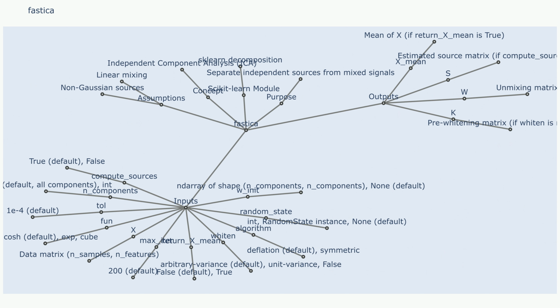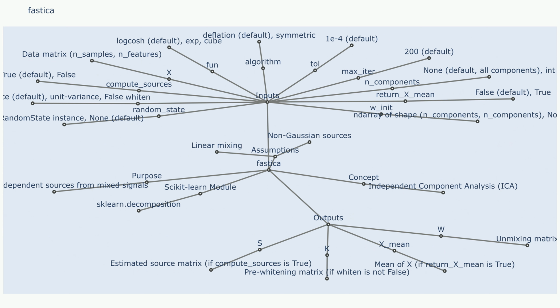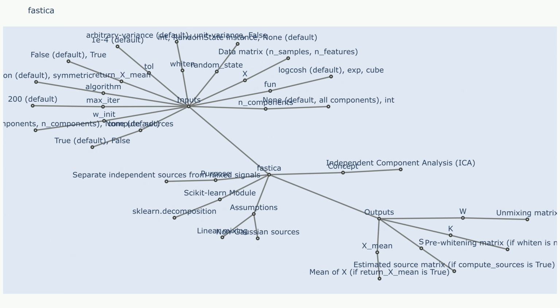Fun, the nonlinear function used to measure non-Gaussianity. The default choice is exp, but other options include logcosh, cube, and pow3. max_iter, the maximum number of iterations for the optimization process. tol, the tolerance for convergence. random_state, the random seed for initialization.